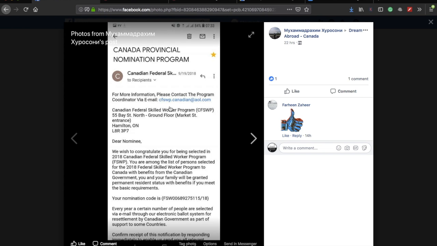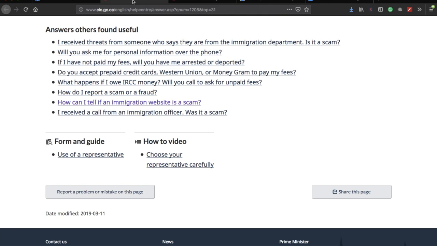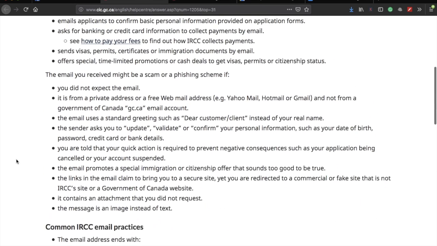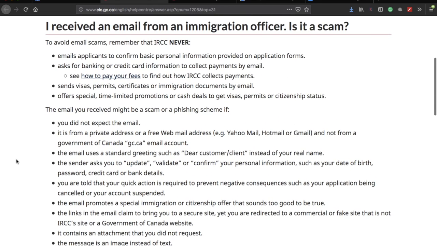So let me take you to the official website of Government of Canada. They have mentioned a few steps over here, so it would be very easy for you to understand and follow these steps. They have clearly mentioned over here that IRCC never emails applicants to confirm basic information provided on application forms or asks for any banking information. They never send the visas, permits, certificates, documents by email, and also they don't offer any special or limited time promotions. So this is something which you should keep in mind always.